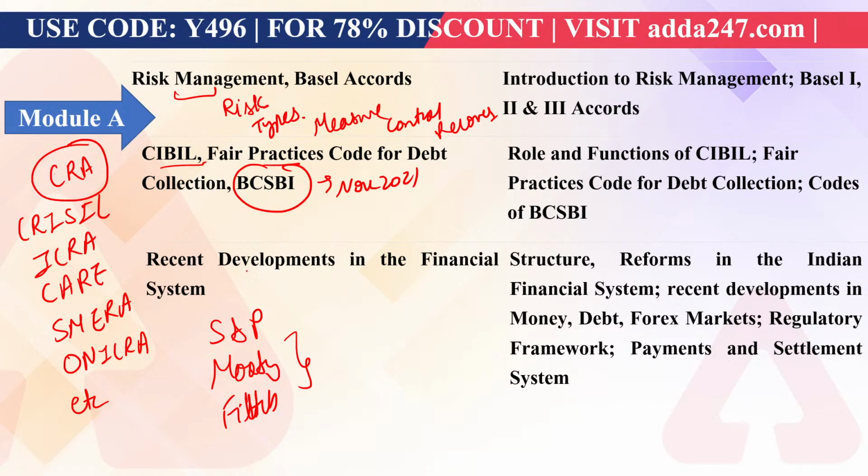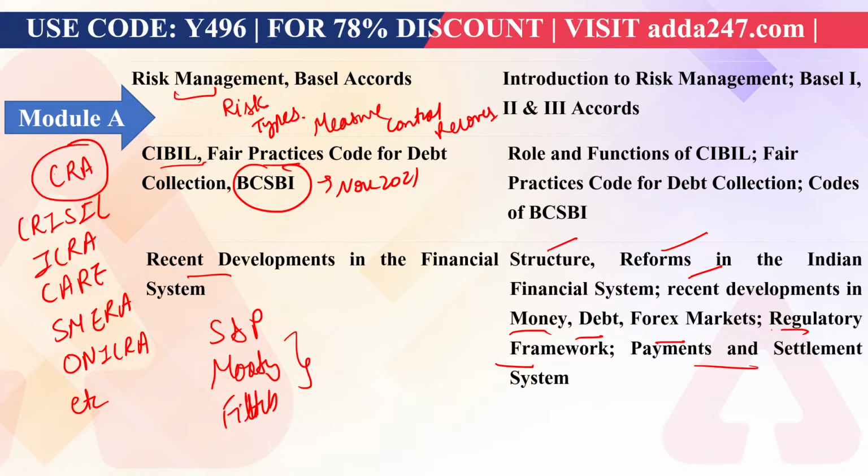Okay, next we have to cover the recent developments in the financial system. The structure of financial system reforms has been done, or the developments recently have been done in the money market, debt market, forex market, in capital market. What regulatory frameworks have been changed in the financial market, what regulatory framework has been changed for the payment and settlement system of India.